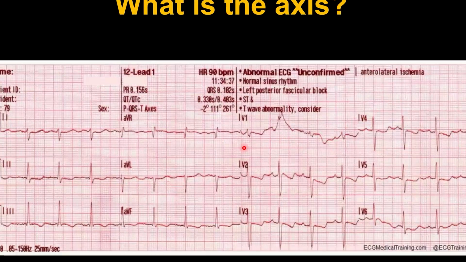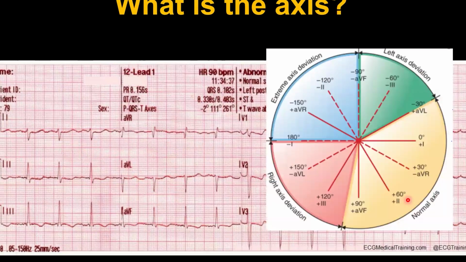How about this one? Negative in 1, positive in AVF. So negative in 1 would be on this side of the vertical, and positive in AVF would put it down here somewhere, making this right axis deviation.